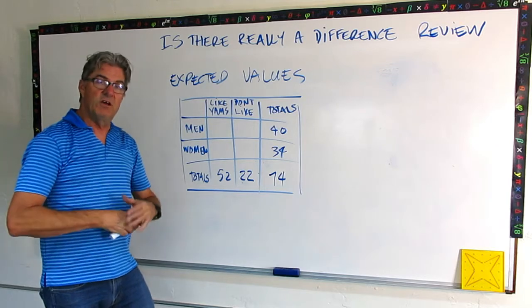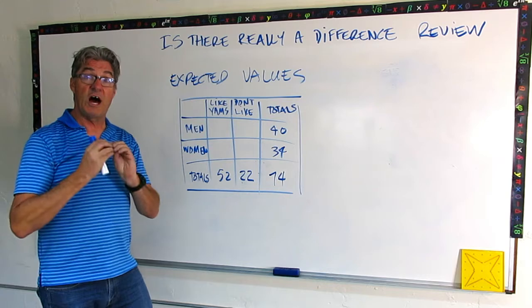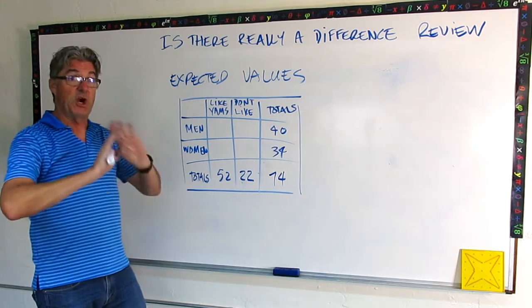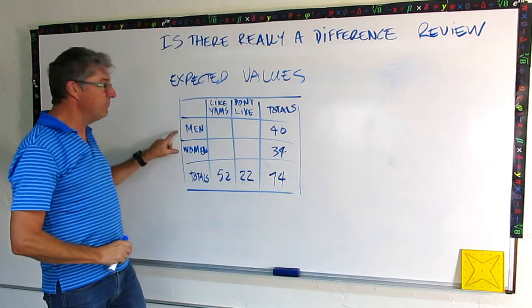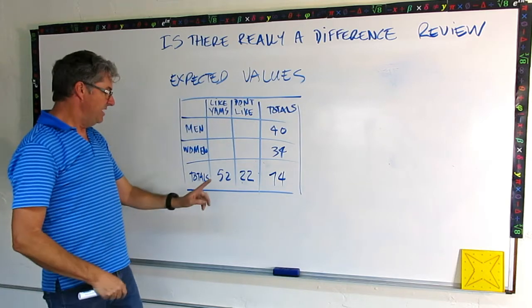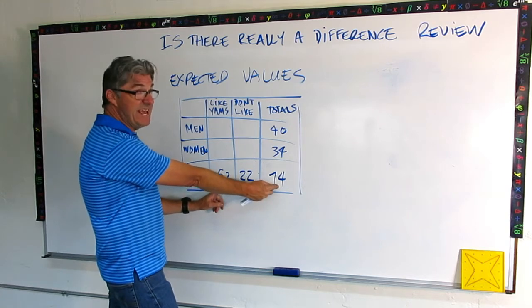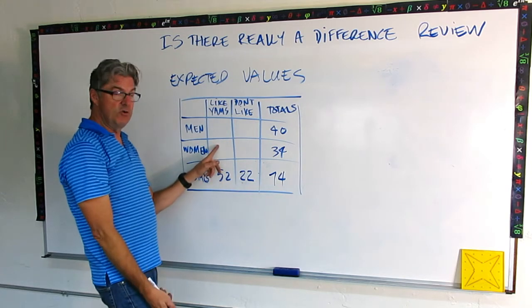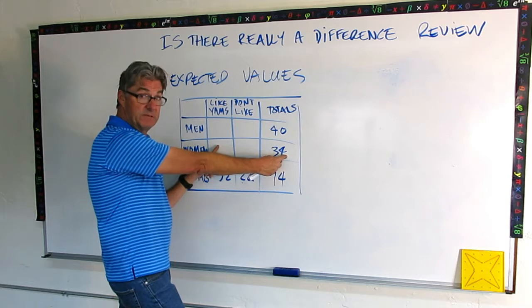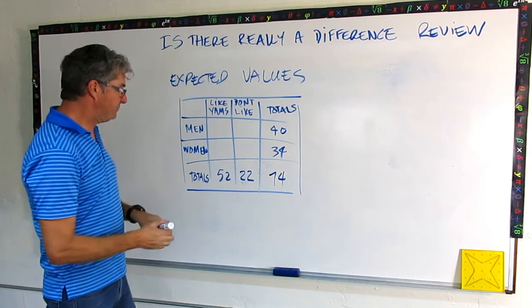So the trick for figuring out your expected values is you assume the null hypothesis is true, that there is no difference between men and women and whether or not they like yams. So what that means is that the proportion of liking yams to total is going to be the same as the proportion of women who like yams to the total women. So that's the underlying concept that lets us do the following math.